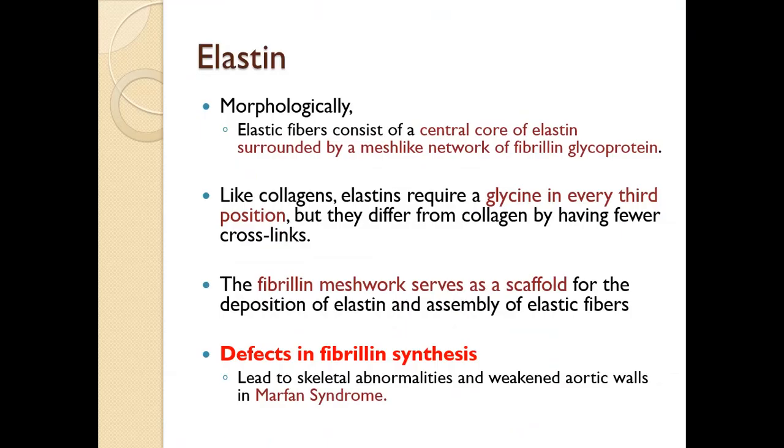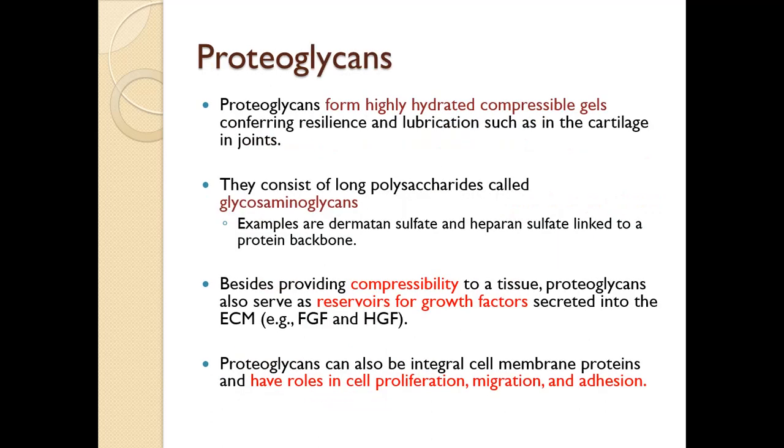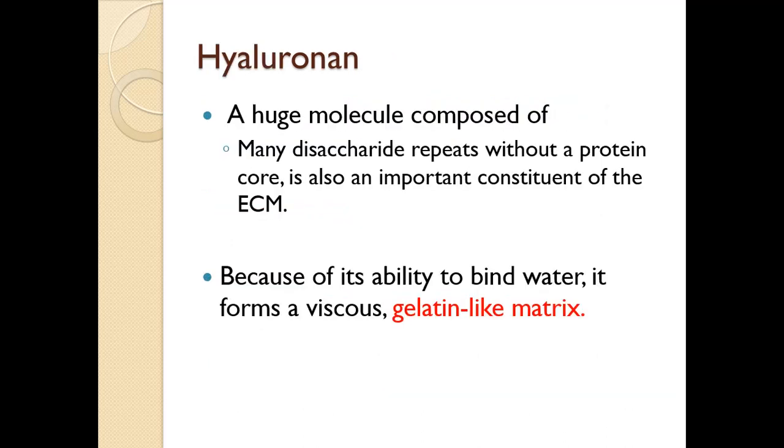Elastin. Morphologically, an elastin fiber consists of a central core of elastin, and it is surrounded by a meshwork of fibrillin. Any defect in this fibrillin meshwork will lead to skeletal abnormalities. For example, such abnormalities are seen in Marfan syndrome. Proteoglycans. They form highly hydrated compressible gels. They also play an important role in cell proliferation, migration, and adhesion. Hyaluronan forms a viscous gelatin-like material because it can bind water.